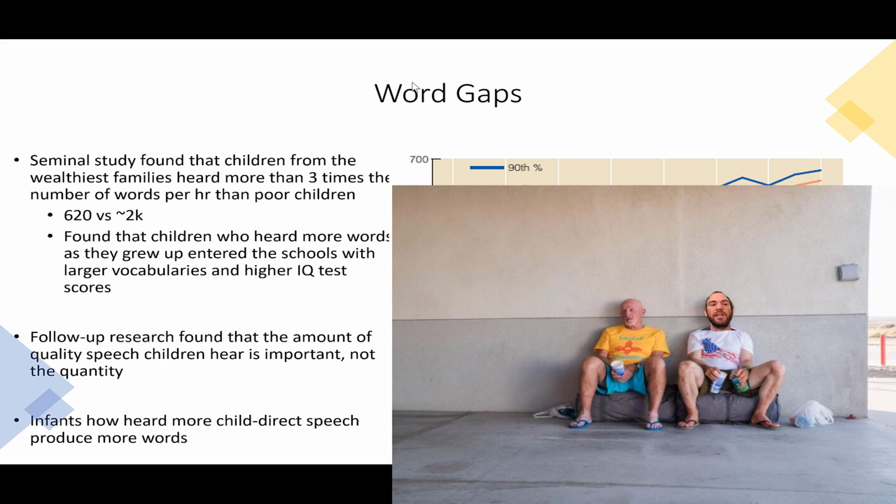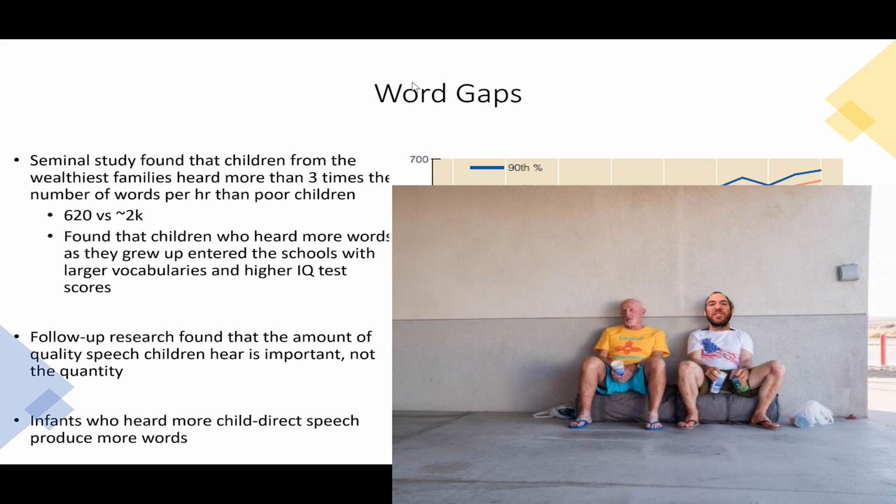Word gaps. A seminal study found that children from the wealthiest families heard more than 3 times the number of words per hour than poor children, 620 versus 2,000. They found that children who heard more words as they grew up entered school with larger vocabularies and higher IQ test scores. Follow-up research found that the amount of quality speech children hear is important, not the quantity. Infants who heard more child-directed speech produce more words.